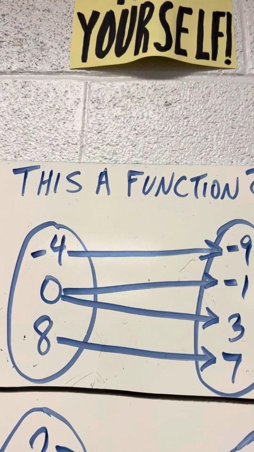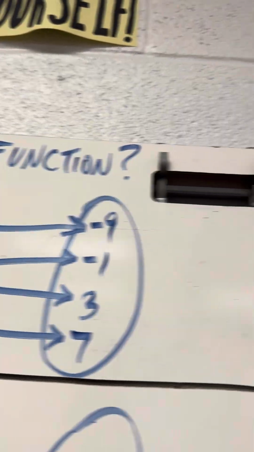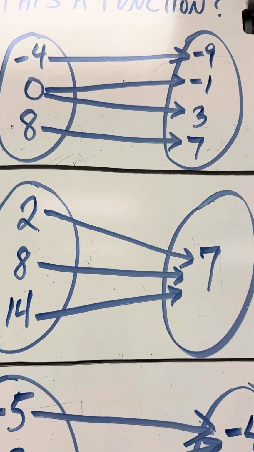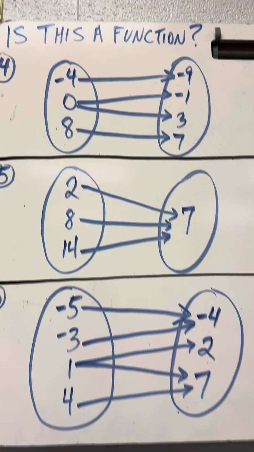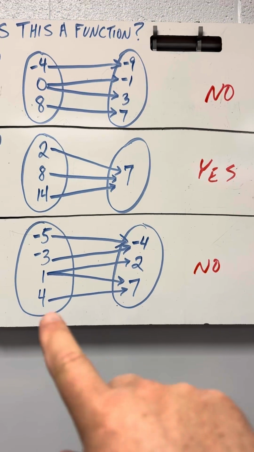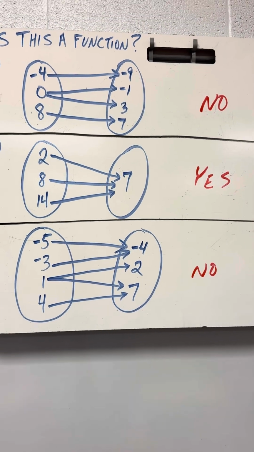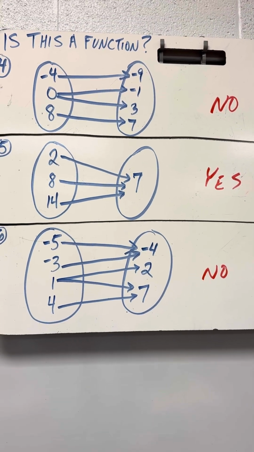Is this a function? The 0 goes to 2 values. No. Is this a function? Yes, okay? Is this a function? No. The 1 goes to 2 values. No good. Okay.